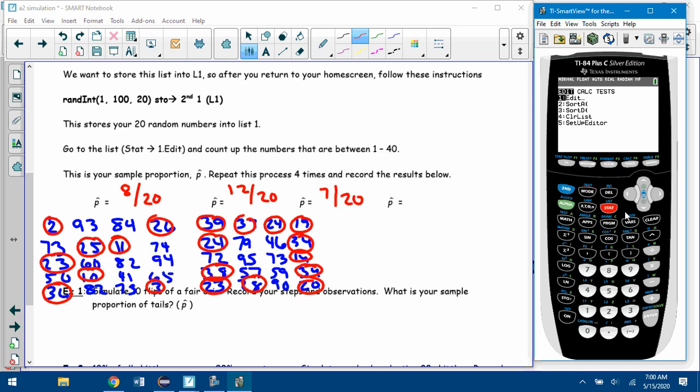So stat, oops, math probability. Keep messing that up. I want 20 random numbers again. We're going to store that in L1. Count how many are between 1 and 40 when you go to stat edit. We got 1, 2, 3, 4, 5, 6, 7, 8, 9, 10, 11. 11 of them this time.